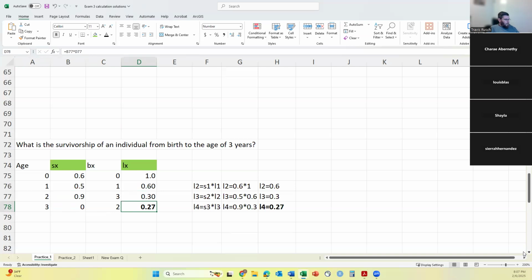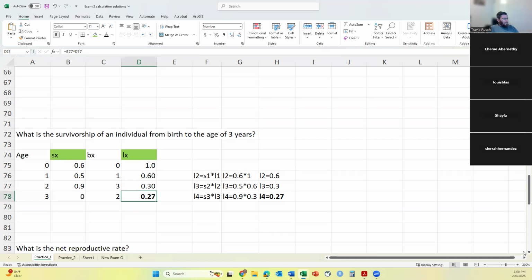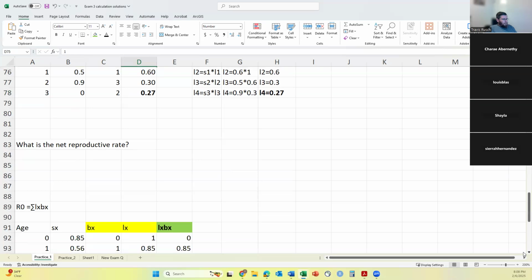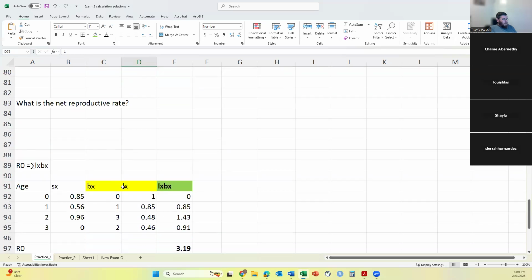But you're probably going to see questions, this could be a short answer question that's math-based, right? The first part, A, solve the survivorship of the individual. We did it. The second part, what is the net reproductive rate? We just talked about that, right? It's rho, R sub 0, equals the sum of LX BX. So we don't have the LX BX column, but we have the individual BXs and the individual LXs, right? We just filled that in. So we need to add a new column of LX BX, right? So then we can use the data we have.